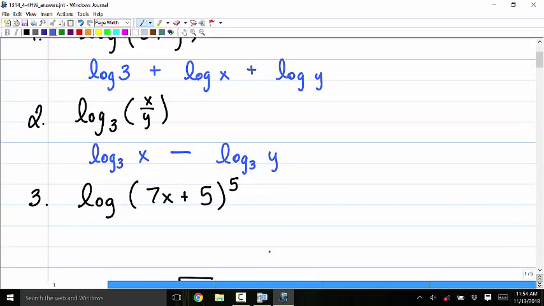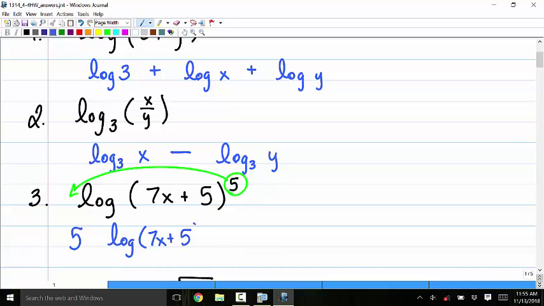Number 3, log, understood to be base 10, of 7x plus 5 to the 5th. What does that power do? It moves to the front, so you would write that as 5 log of 7x plus 5. Can you do anything else? Can you split this sum up? No. That's all you can do.